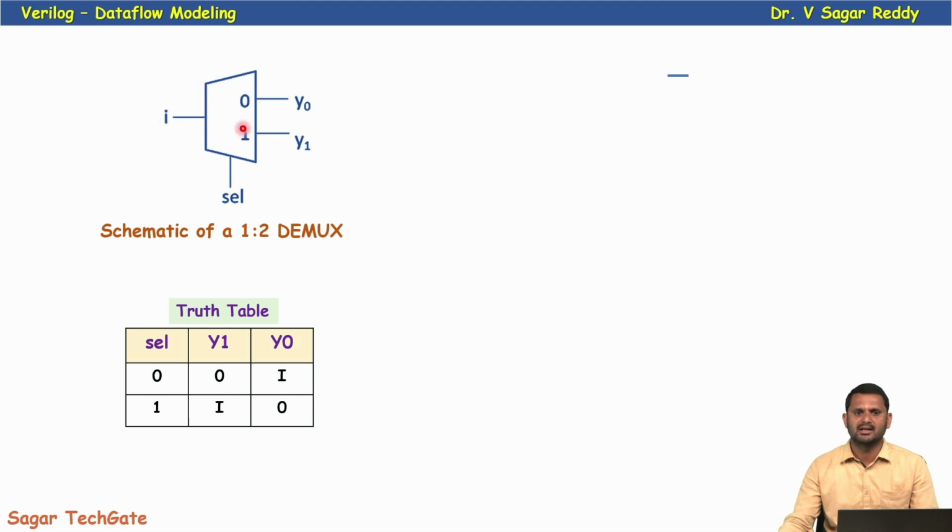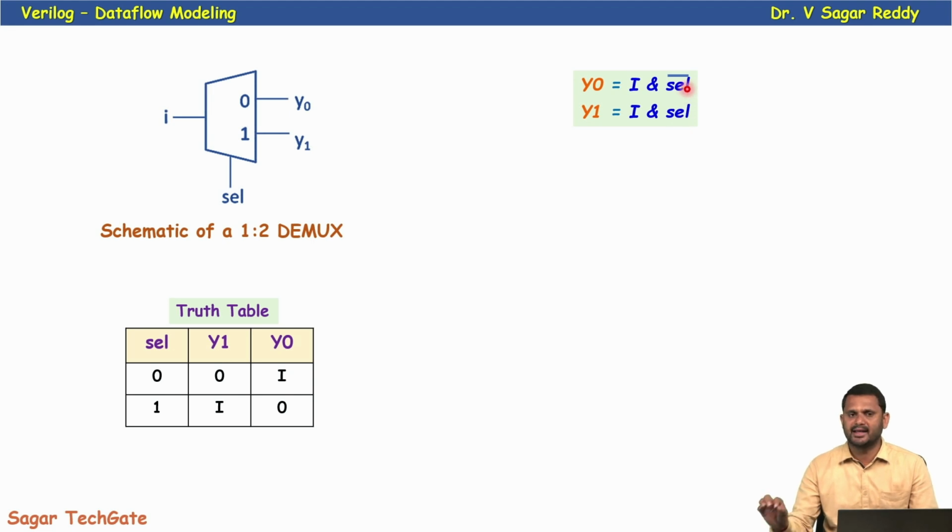Either maybe 0 or 1, then it connected to the y1. So now these are simple Boolean expressions. y0 is equal to I and selection bar. So S bar, selection bar, into I. Clear? S bar into I. You'll understand, it's a very simple logic.